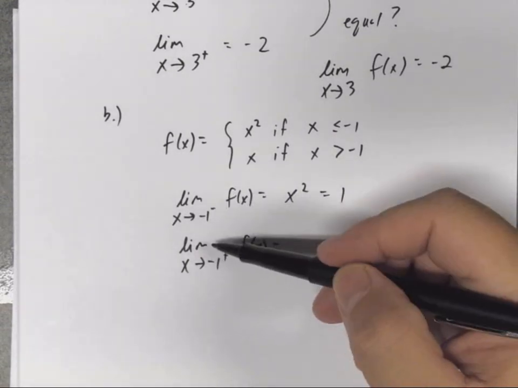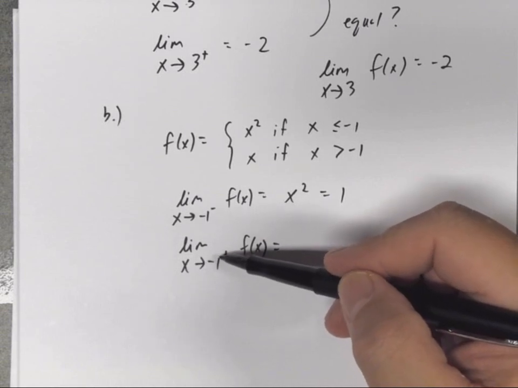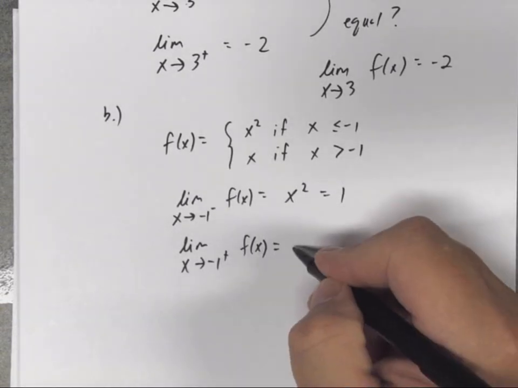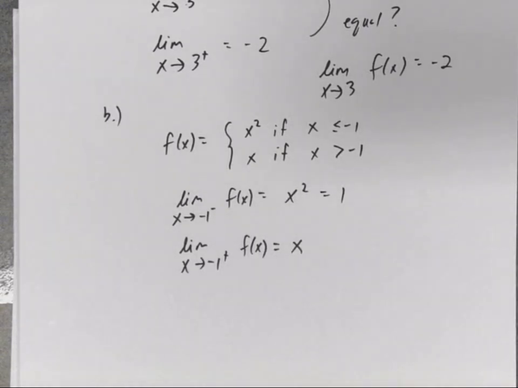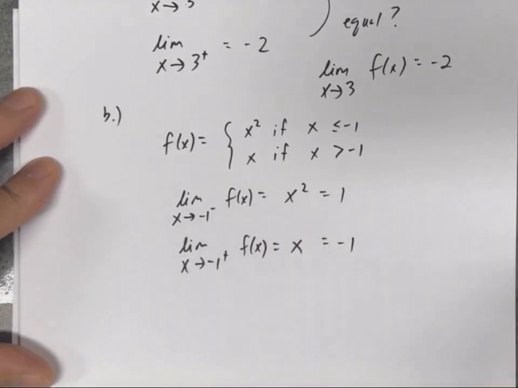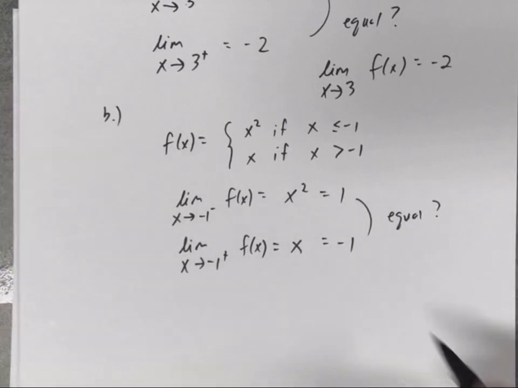Now if I put in -1 for x squared, it's 1. Now if I approach -1 from the high side, when the number is greater than -1, the piecewise function says that the function is x. If I plug in -1 for x, I get -1. And now I look at the limits from the low and high side. They are not the same.